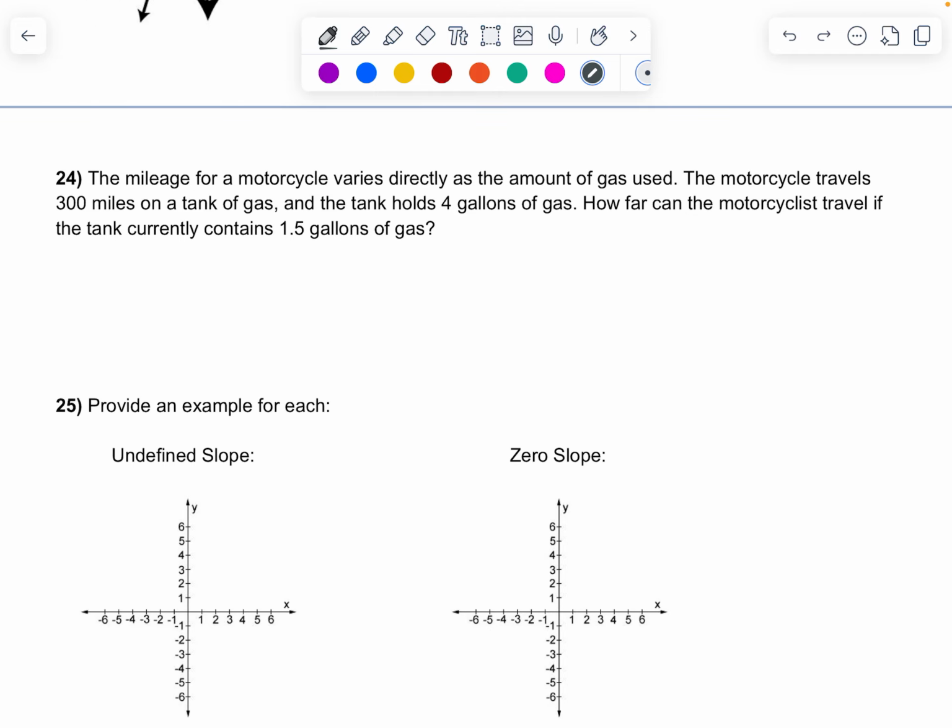All right, number 24, this is a direct variation problem. Right? So remember that direct variation, let me underline here, varies directly, right? So we always say y varies directly as x. So if you were doing a graph, and you don't have to sketch the graph, but I know X is the amount of gas, so that would be gallons. And then Y is miles.